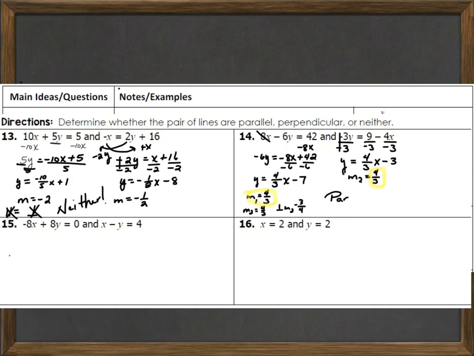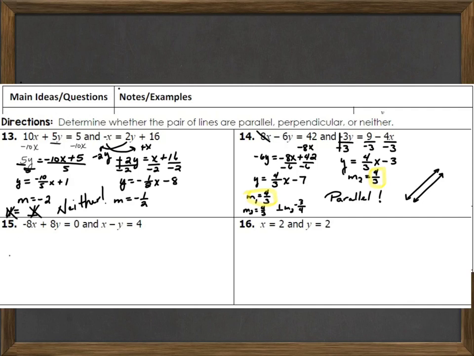So when we graph them, they are parallel. They do not have the same y-intercept, but when they graph, they will be parallel lines. They will never cross or touch. They will run alongside one another.